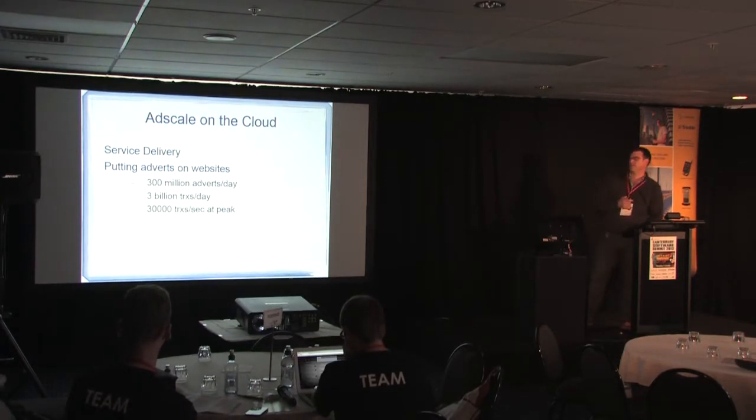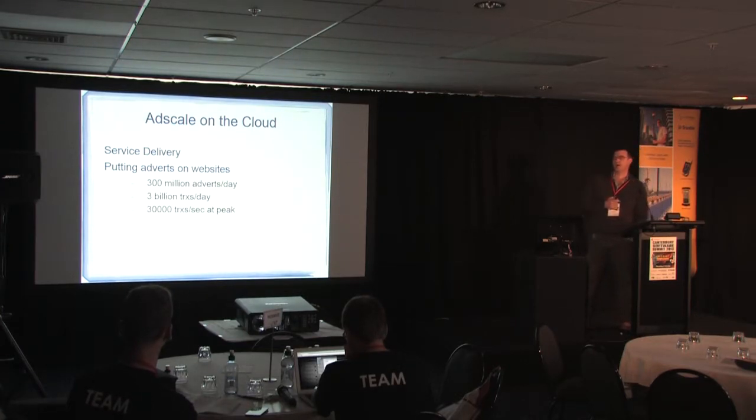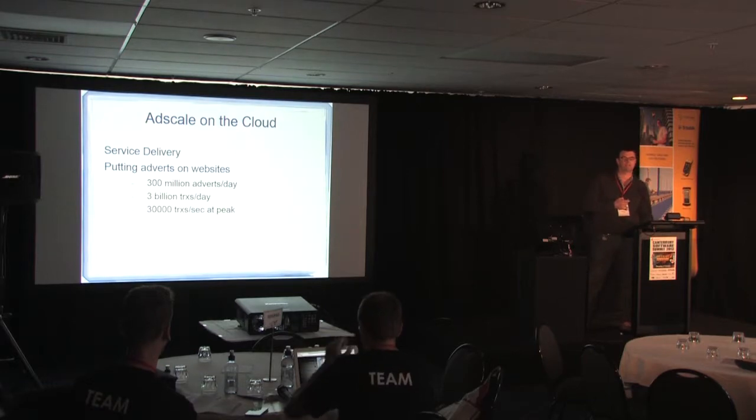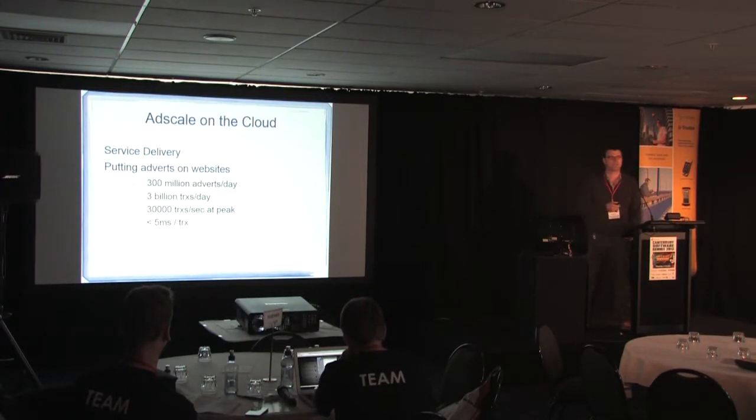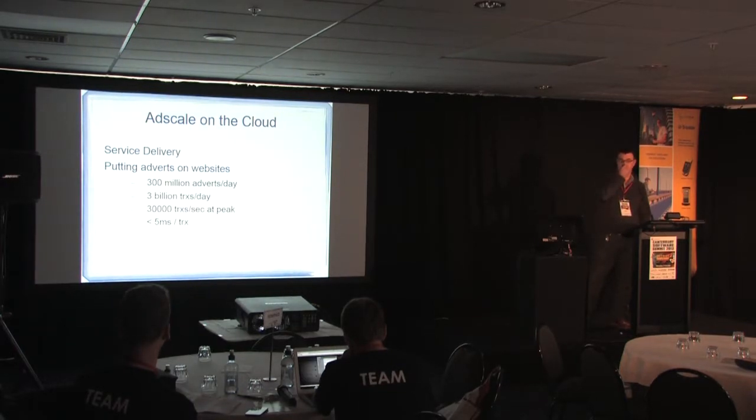To deliver 3 billion transactions a day, we're doing around 30,000 transactions per second at our peak. I'm going to show you some graphs shortly that will make more sense of that statistic. Every transaction we have to turn around in less than 5 milliseconds. So we've got to be fast, and certainly our Alexa ranking shows that we are. It's part of the data that they hold on us. We pretty much keep to that.